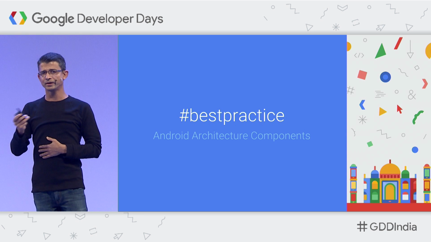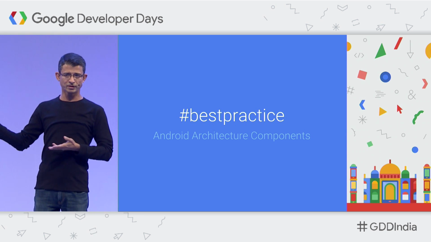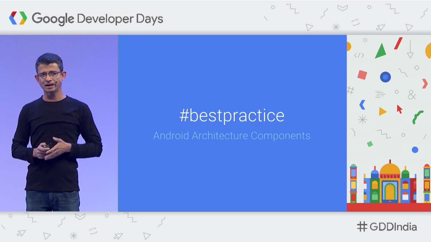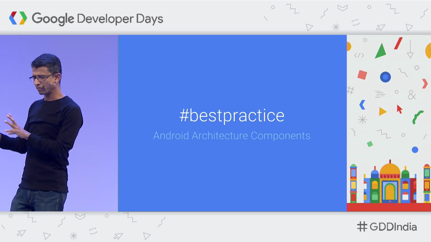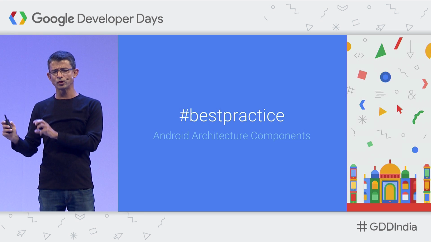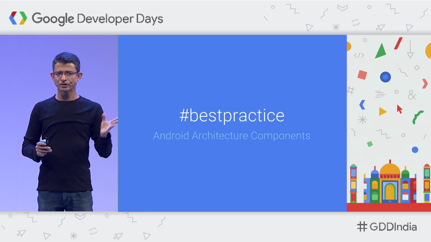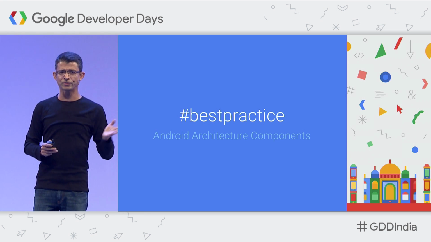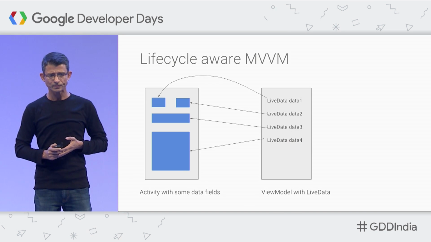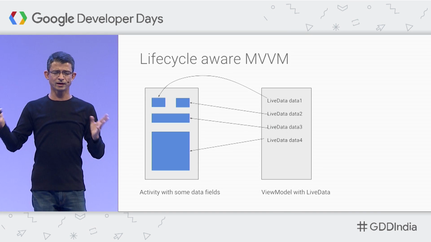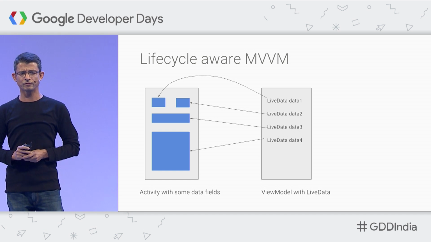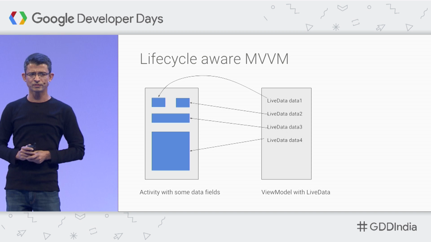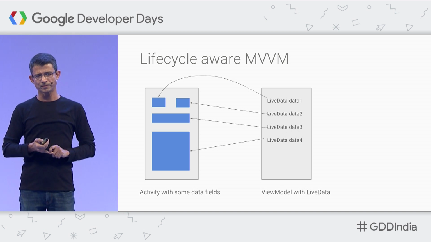Yesterday, you may have attended a talk where we talked about architecture components in depth. There was also an ILT, a training, on architecture components. Here, I'm going to give you a brief, very high-level overview of that. And if you missed the training or session yesterday, I would recommend you go back and listen to it again. At a very high level, I'm just talking about two architecture components here: ViewModel and LiveData.